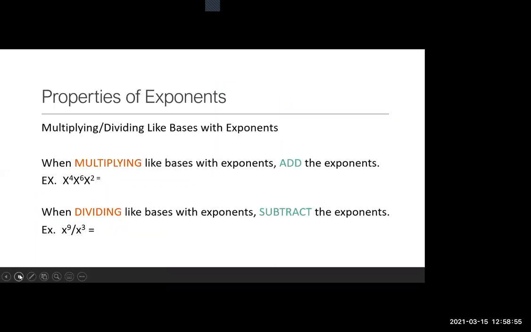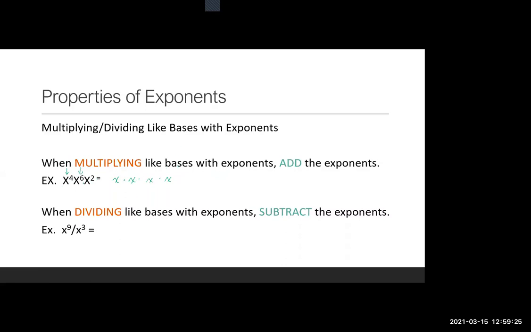Okay, we'll continue this idea with properties of exponents. So when you are multiplying like bases with exponents, you can add the exponents. Now, let me show you how this plays out, okay? Look at x to the 4th. That means to write the x's 4 times and multiply, right?